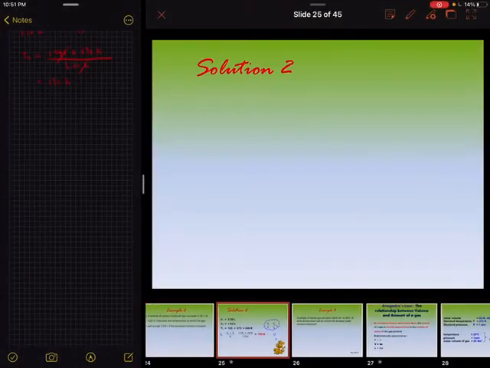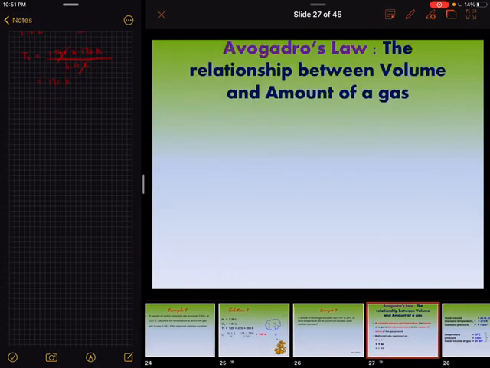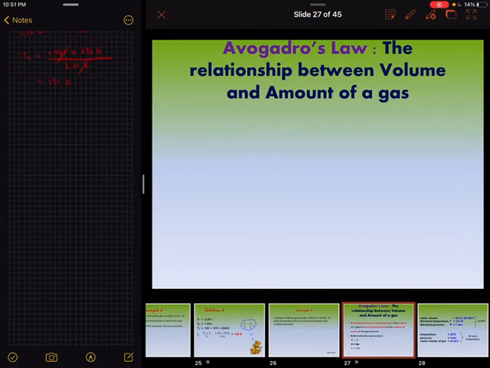Okay, settle for that one. Okay, so there is one example here, so you can try answering the question. Okay, the answer is already there. Okay, so next will be Avogadro's law.